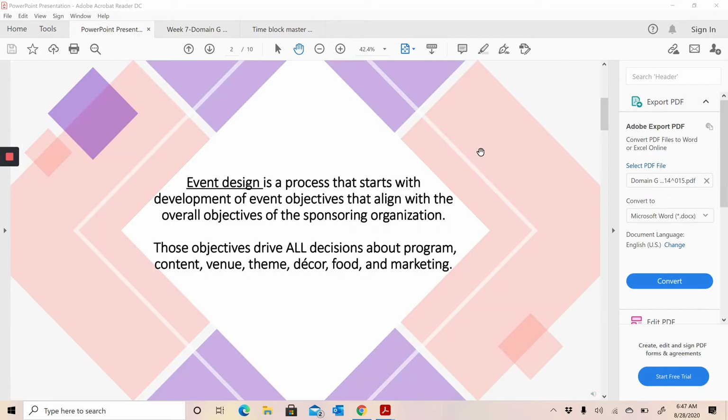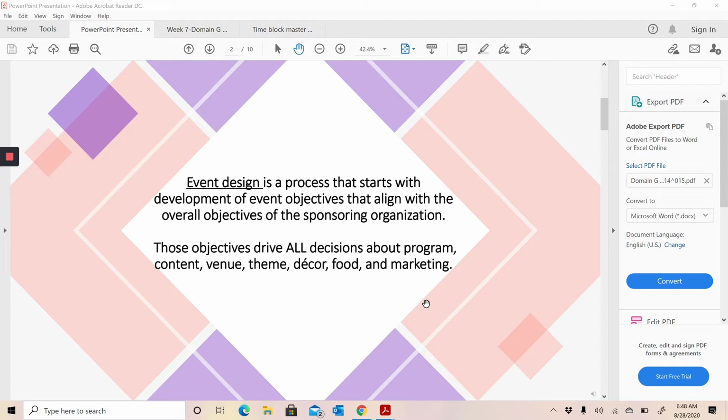distracted. All right, so event design. Event design is a process that starts with development of event objectives that align with overall objectives of the sponsoring organization. Those objectives drive all decisions about program, content, venue, theme, decor, food, and marketing.